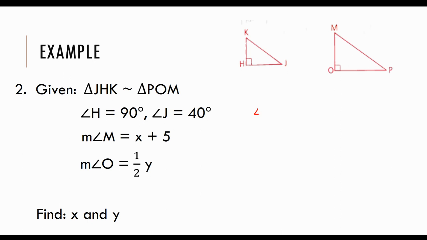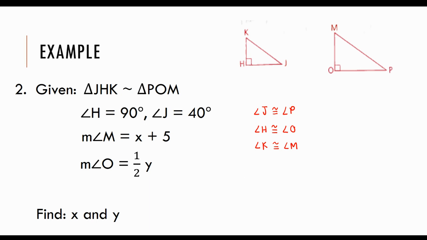So let's name which corresponding angles are congruent. Notice how angle J is first in the first triangle, angle P is first in the second. So that means those are corresponding, they're congruent. So that means that angle H would be congruent to angle O because they're both in the middle. And angle K is going to be congruent to angle M because they're both the last.